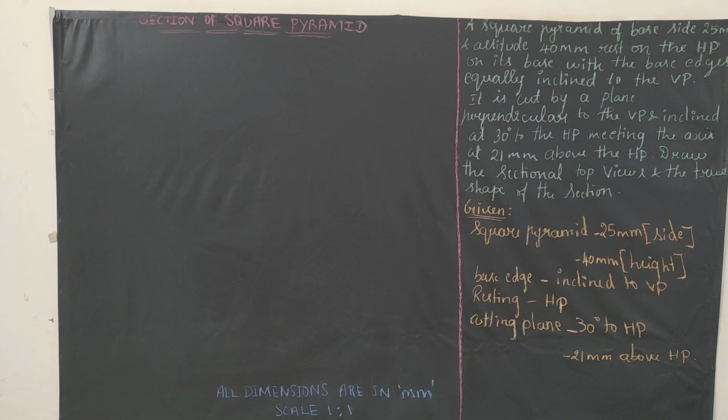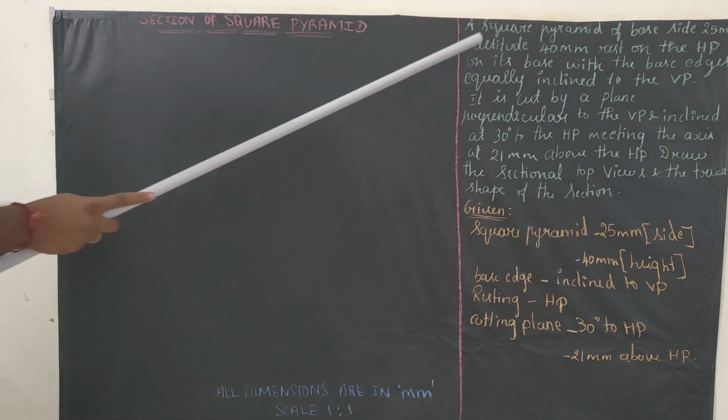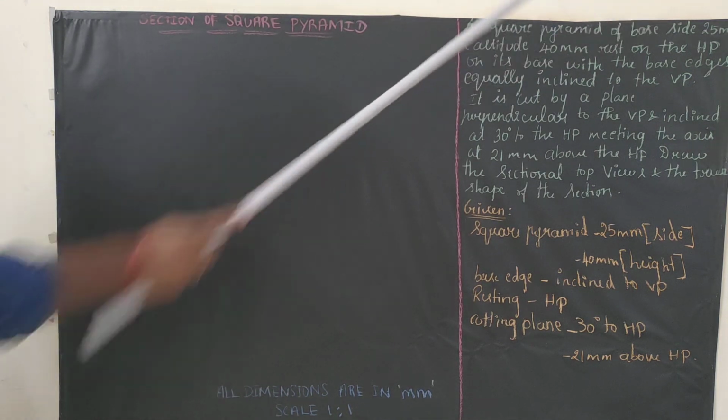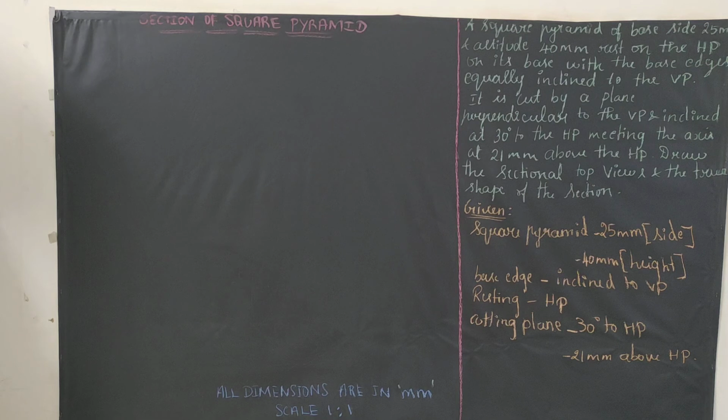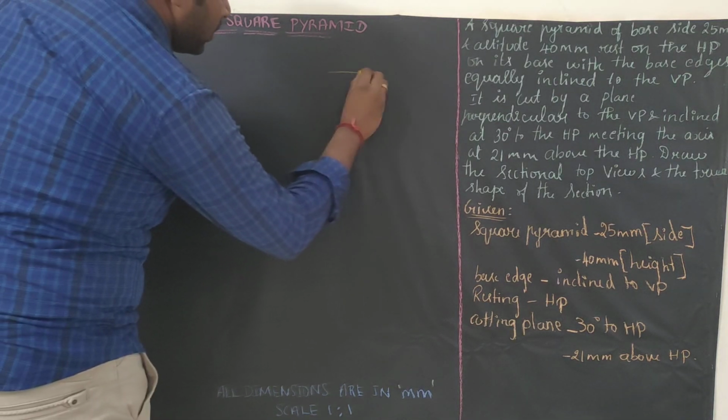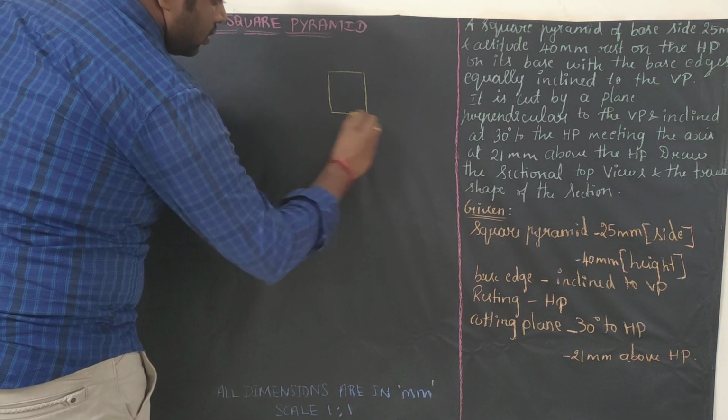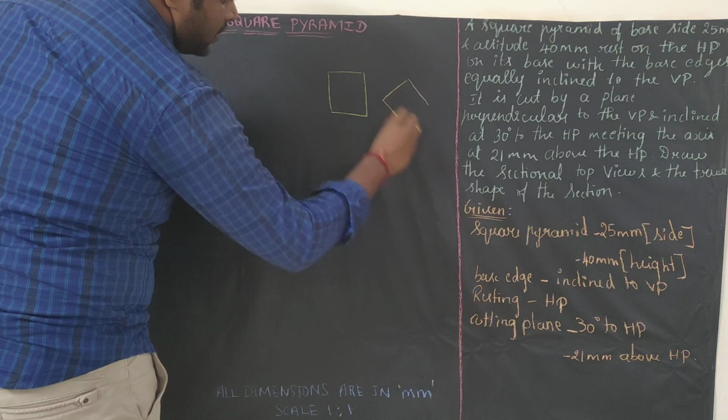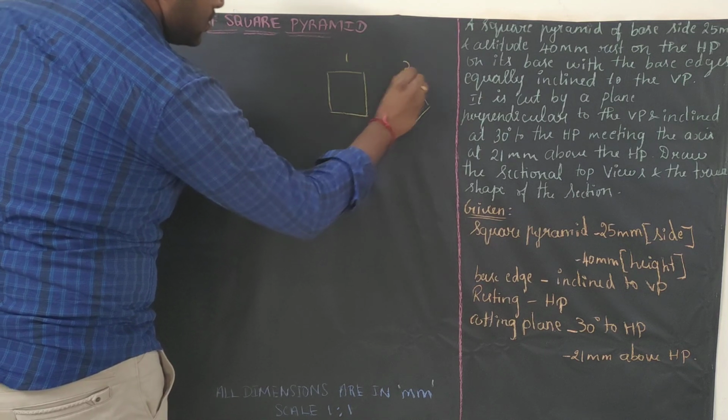So what they have given is a square pyramid of base side 25 mm. Square pyramid means the base diagram which we are going to draw will be a square. The square can be drawn in either of two ways. We can draw the square this way or else we can draw the square this way. So two ways are possible.